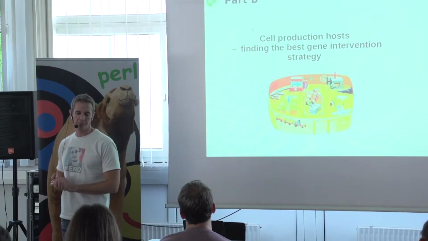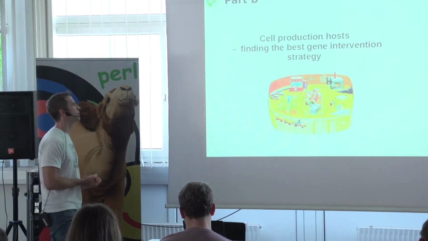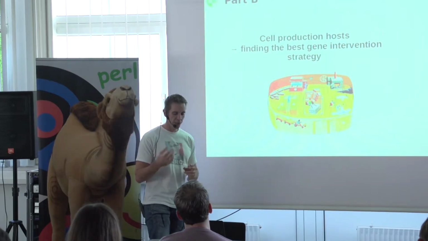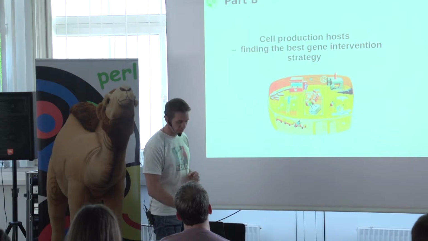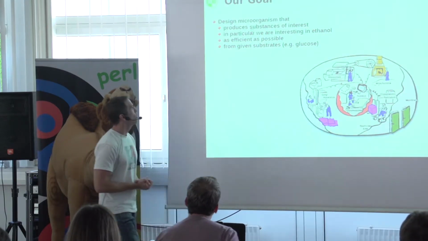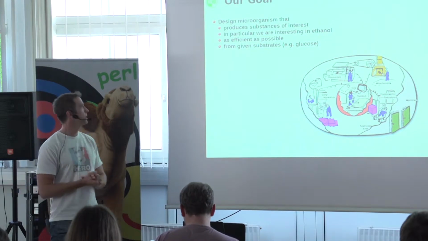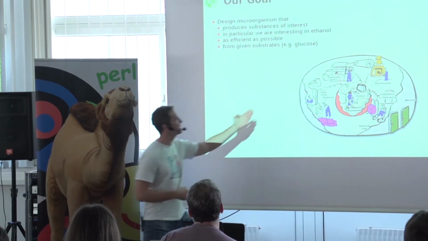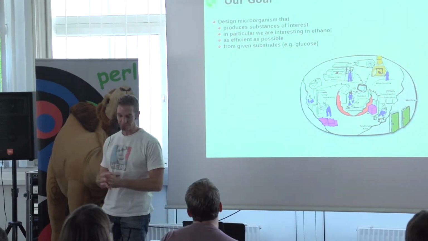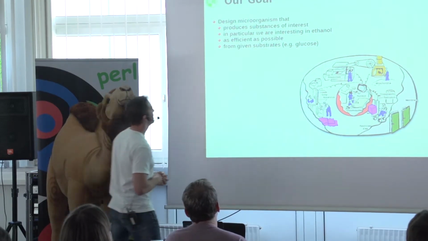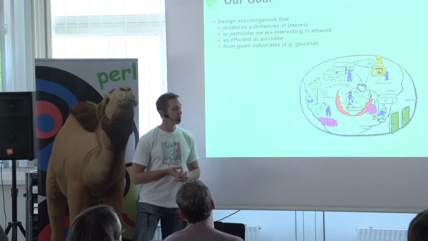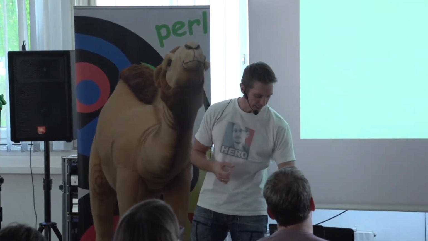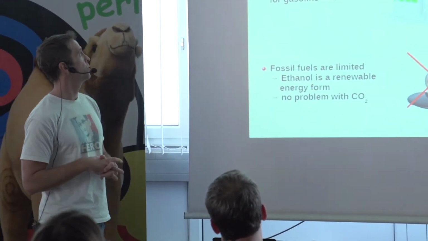So this was part 1 or part A. Now I come to part B. It's about the cell production hosts, or cell factories we call it, and finding gene intervention strategies that optimize our cells. So what is our goal? We want to design microorganisms, and these microorganisms should produce substances of interest. So please see, we are mainly interested in ethanol, not for drinking, for other reasons. And they should do that as efficiently as possible, and also important from a given substrate. So for instance, we are interested mainly in glucose, although we are shifting this now to other substrates.